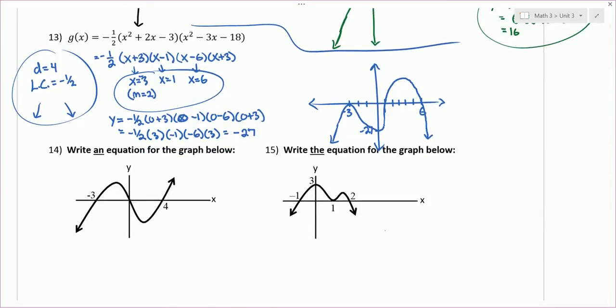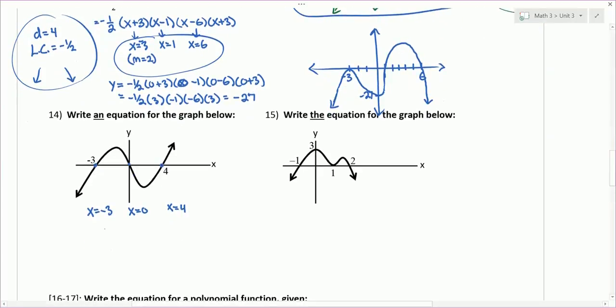We're going to write an equation. It's an equation, so there's multiple possibilities. There's more than one possible answer here. But what is true is our x-intercepts. We got one at x equals negative 3, x equals 0, and x equals 4. So we turn our x-intercepts into factors. x plus 3, x, and x minus 4.